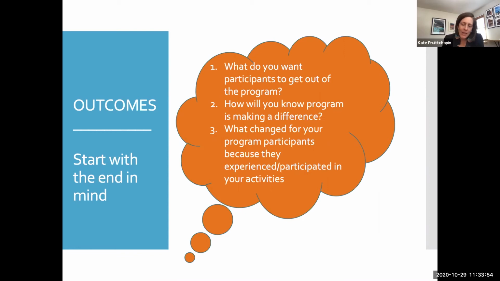So when you think about developing a logic model, which again can be used for a variety of uses, and particularly for evaluation, we want to start with the end in mind. What is it that we want our participants to get out of our program? Why are we working so hard? What is it that we want them to get out of this, right? How will we know that they're making a difference? What change? We want to know what will change for our participants because they participated in our activities.